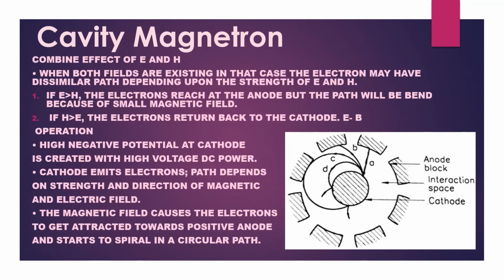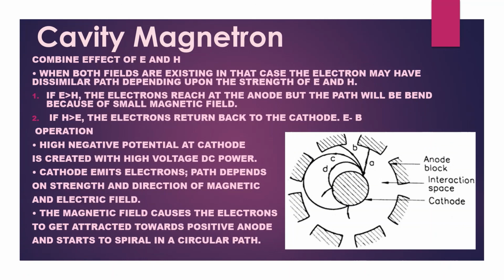The most important aspect of cavity magnetron is the combined effect of electric field and the magnetic field. When both fields are existing, the electrons may have different paths depending upon the strength of E and H, that is electric field and magnetic field. If E is greater than H, that means electric field is greater than magnetic field, the electrons reach the anode, but the path will be bent because of the small magnetic field. And if magnetic field is more than the electric field, the electrons return back to the cathode.